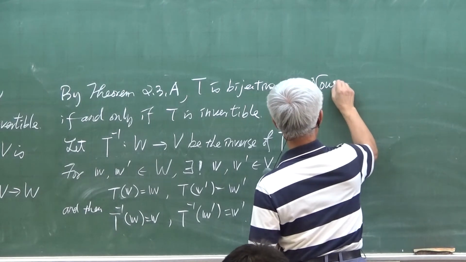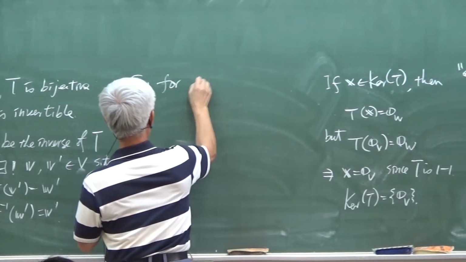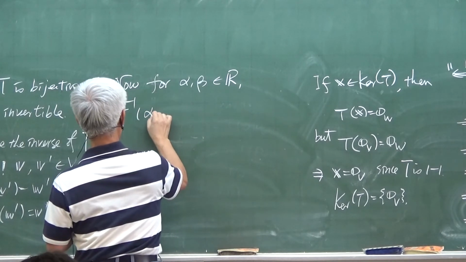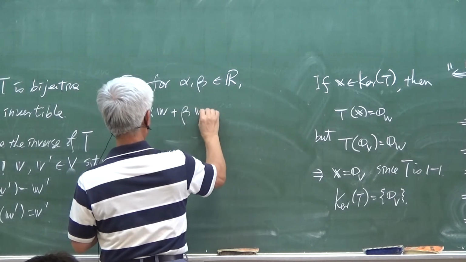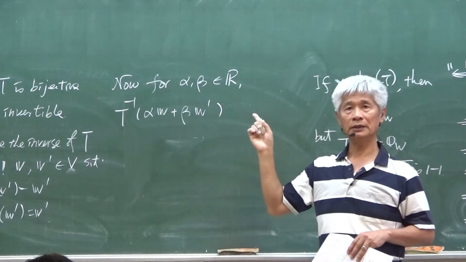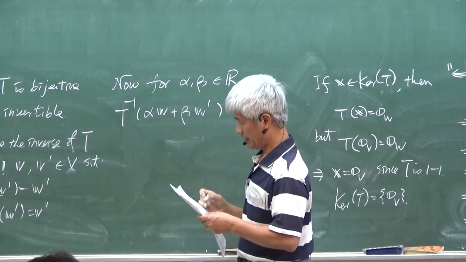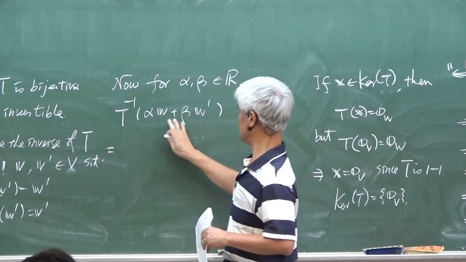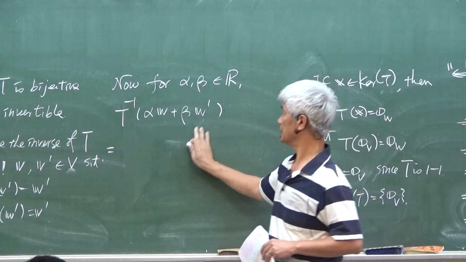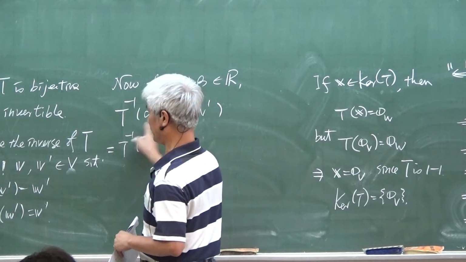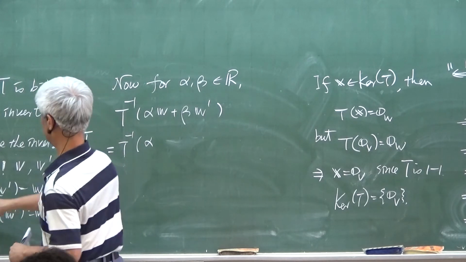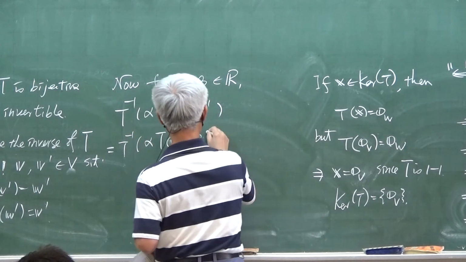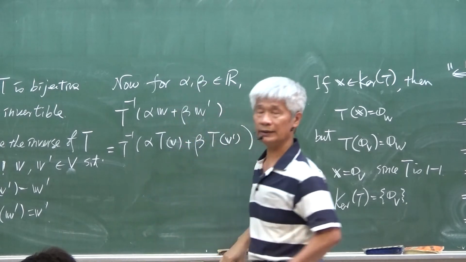Now for scalars alpha, beta, any scalars, T inverse of alpha W plus beta W prime. Okay, so we want to know that. And so this is the linear combination of W and W prime. T inverse of alpha W plus beta W prime, where W is T V, and W prime is T V prime.